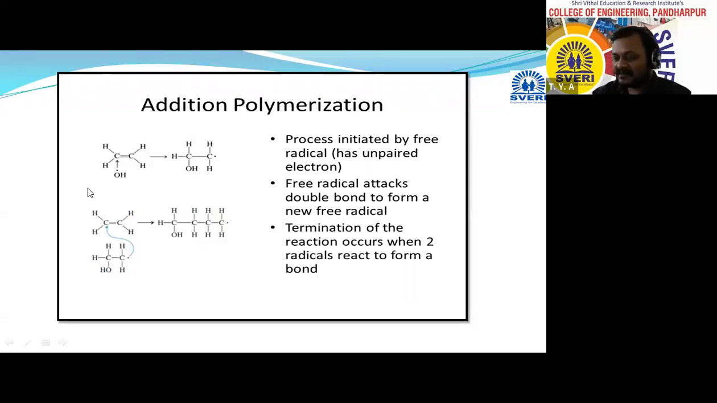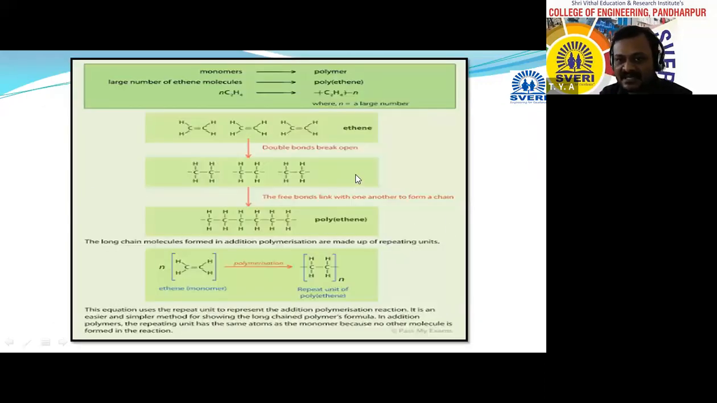The same process, I will repeat it again with this example here. This is the first point. Here, these are your ethene monomers. Number of monomers I have shown here. Okay, 3 monomers you can see.